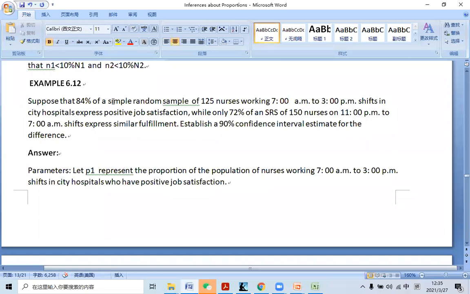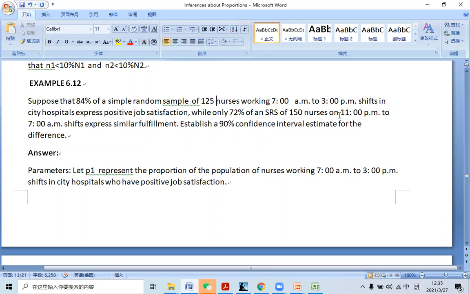Suppose 84% of a simple random sample of 125 nurses working between the 7 a.m. and 3 p.m. shift in the city hospital express positive job satisfaction. You have a proportion of these nurses who are working in the day shift. 84% of them are satisfied with the job, but you have another sample.